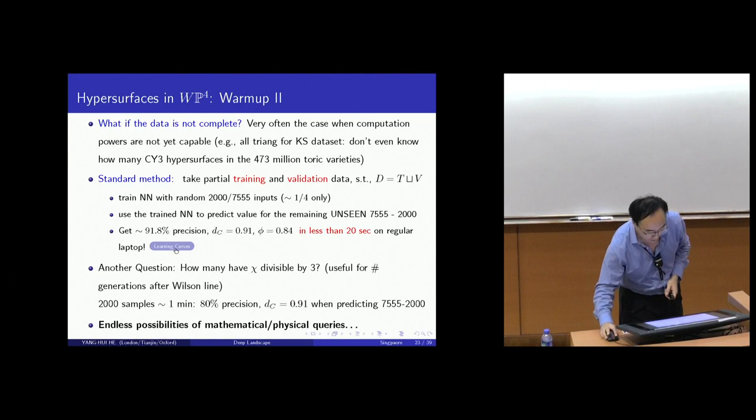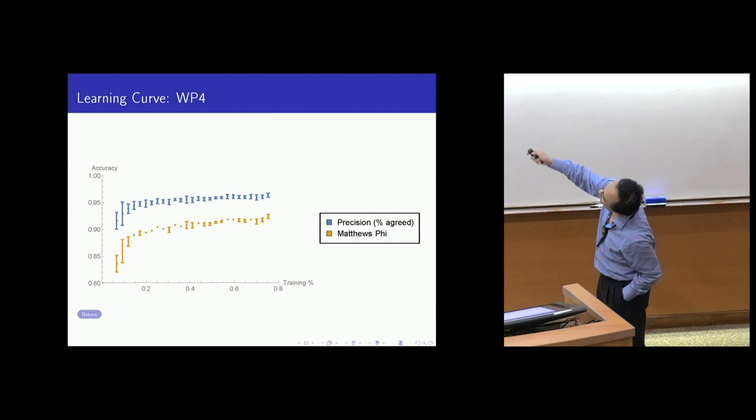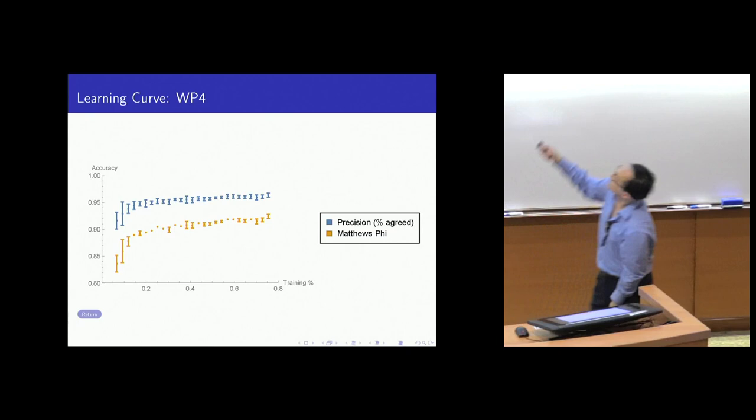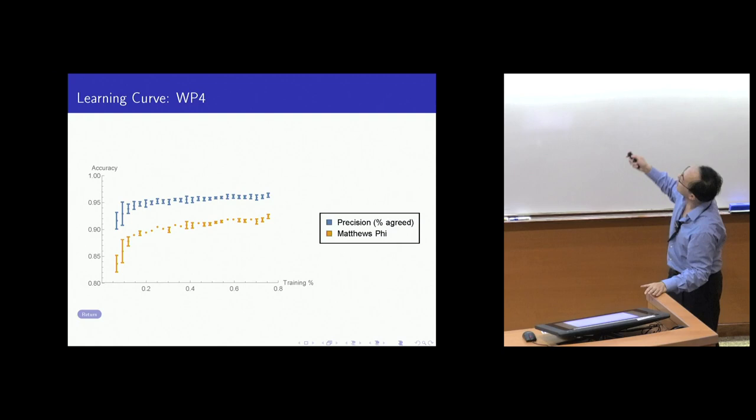that's kind of good. So at 20%, you're already up to 90% precision. That's the percentage agreement. And you're up to 0.9 in your chi-square confidence. And you can see this curve kind of stack. I mean, of course, you'll never reach 100% because this is all very statistical. So at 80%, you get up to about 95% accuracy already. So this is quite interesting.